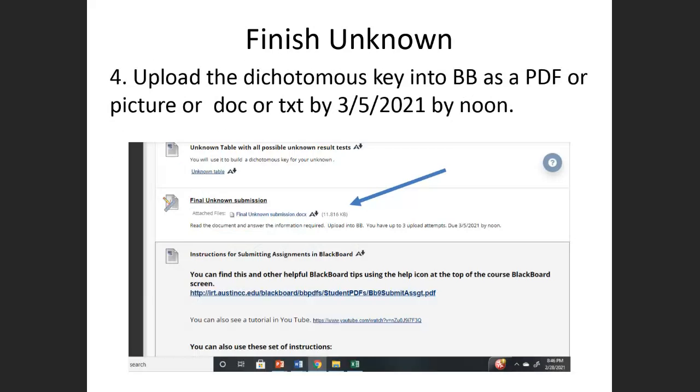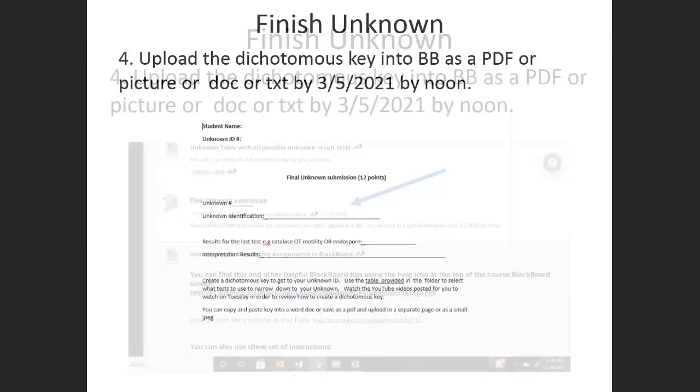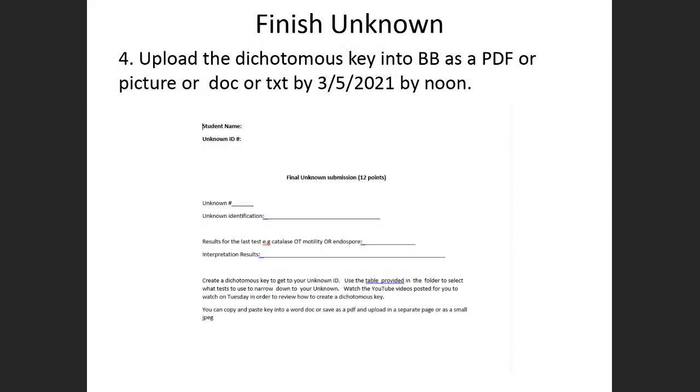But what you're going to do for Friday is open that document that's labeled Final Unknown Submission. And you will write down your unknown number. You will type down what you think the name of your unknown is, the genus and species. The last set of results that you read, which were either catalase or motility or endospore, and the interpretation of those results. And you're going to paste in there a dichotomous key, just like the dichotomous key that you created for the homework. It's just that you're using different tests this time around to separate the bacteria. And this is due on Friday by noon.